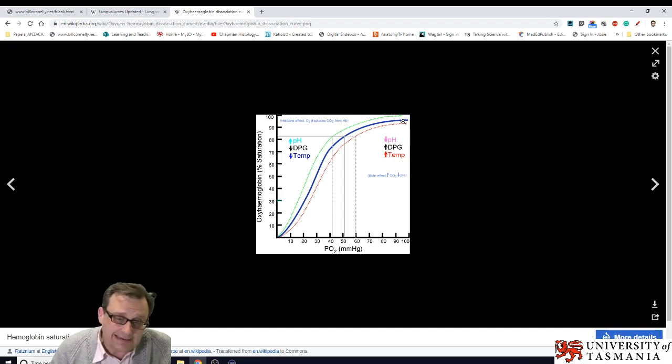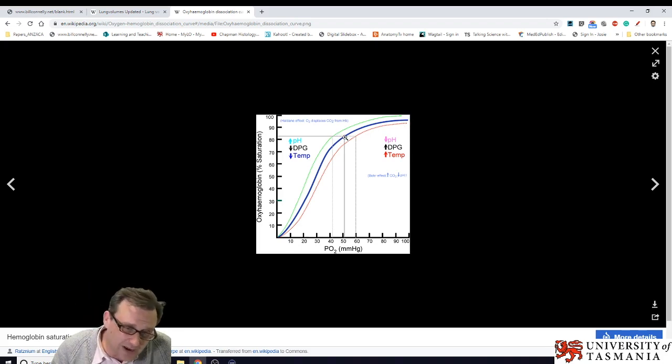Now, as the oxygen concentration decreases, you see that we start to see the amount of oxygen bound to hemoglobin decreasing, right? And so it starts off slowly, so we might see maybe just a few of those hemoglobin molecules losing some oxygen.